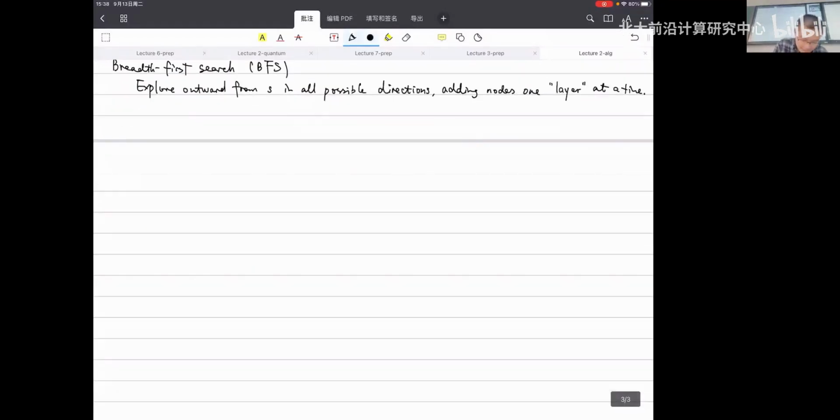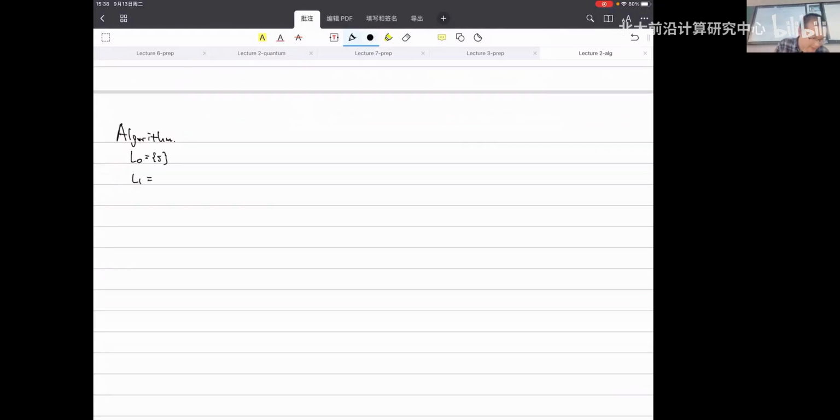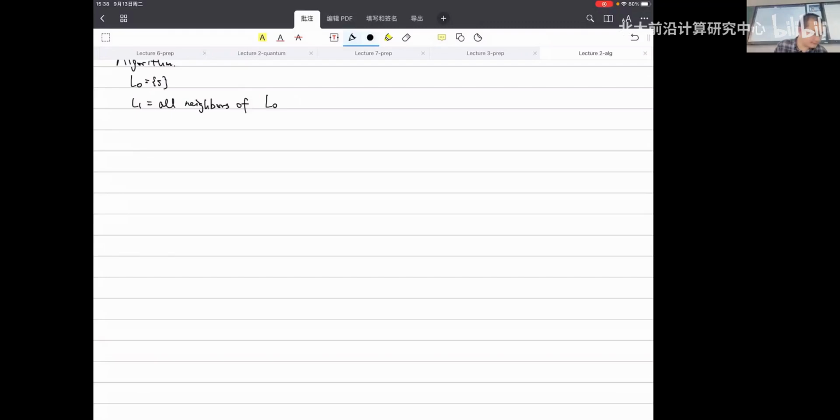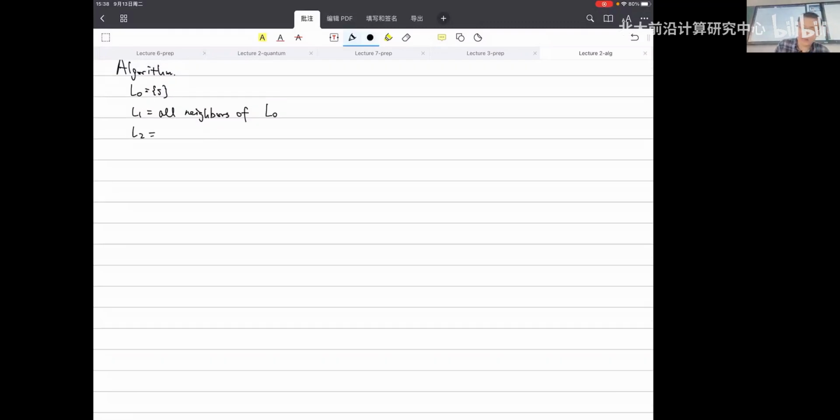So what do I mean by that? That basically means our algorithm is going to look like this. For convenience, we call layer 0 to be only the vertex S here. The first layer, L1, is going to be all neighbors of L0, which is just all the neighbors of the vertex S. And L2, correspondingly, you can imagine that we want to consider all neighbors of L1. But basically, we don't want to make something confused.